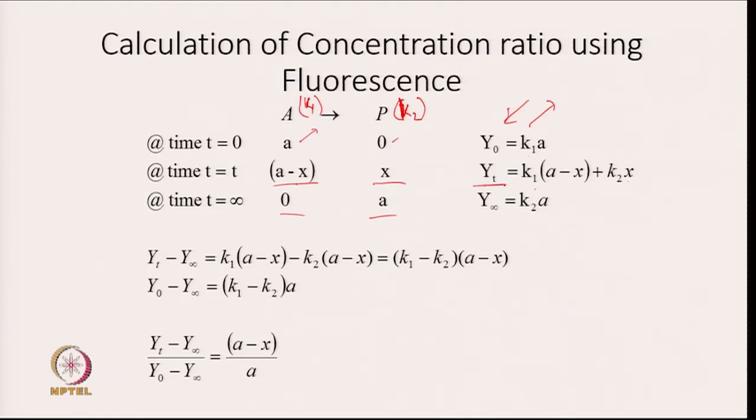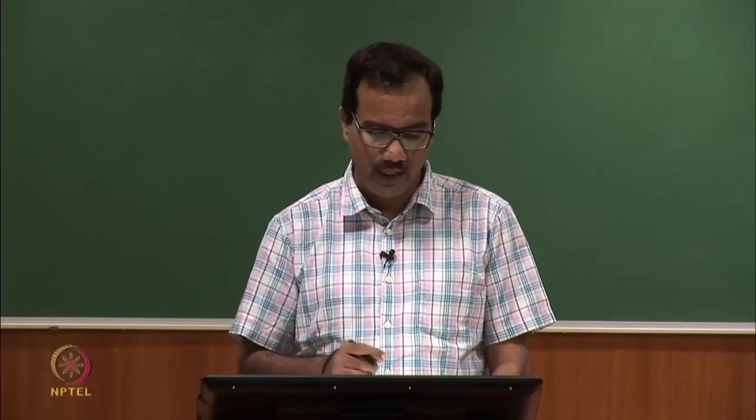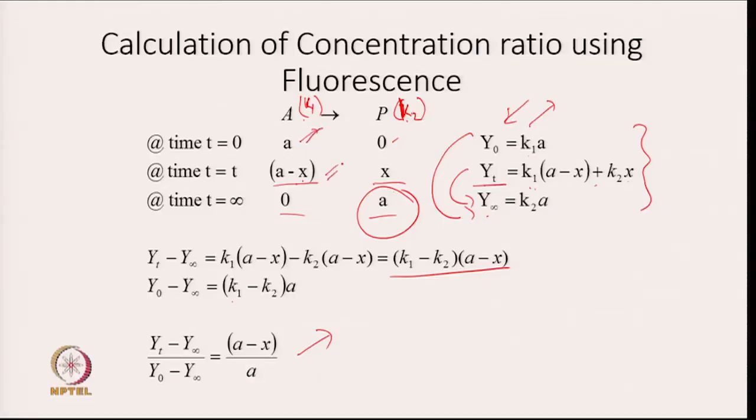So the total spectroscopic signal at time t will be k1 multiplied by A minus x plus k2 multiplied by x. And when t is equal to infinity, the signal will be only due to product, so y infinity will be k2 into A. So now we have three signals at three different points. Let's do y t minus y infinity. If you do that, you will get k1 minus k2 into A minus x, and if you do y 0 minus y infinity, you get k1 minus k2 into A. And so if I divide y t minus y infinity by y 0 minus y infinity, I will get A minus x by A. So the concentration ratio of A at time t equal to 0 and time t can be obtained by measuring fluorescence intensity at different points.